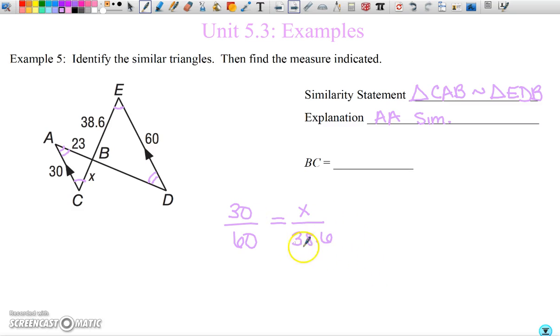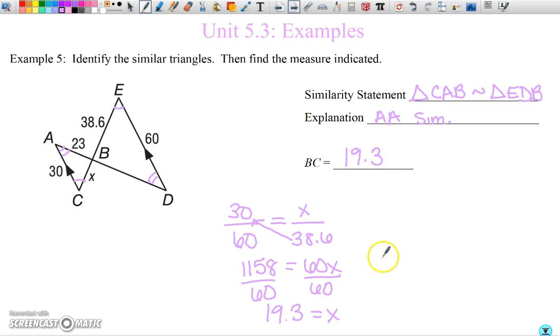So when you do your cross multiplying, when you multiply up and over, you get 1,158 equals 60x. You divide by 60 on both sides, and you end up getting 19.3 as your x value. And in this case, x is the length of BC, so it's just 19.3. There's no extra plugging in or any work to do from there.